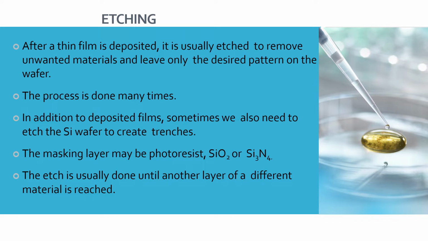In addition to the deposited film, sometimes we also need to etch the Si wafer so that we can create the trenches, and the masking layer must be photoresist, such as SiO2 or Si3N4. The etch is usually done until another layer of a different material is reached.